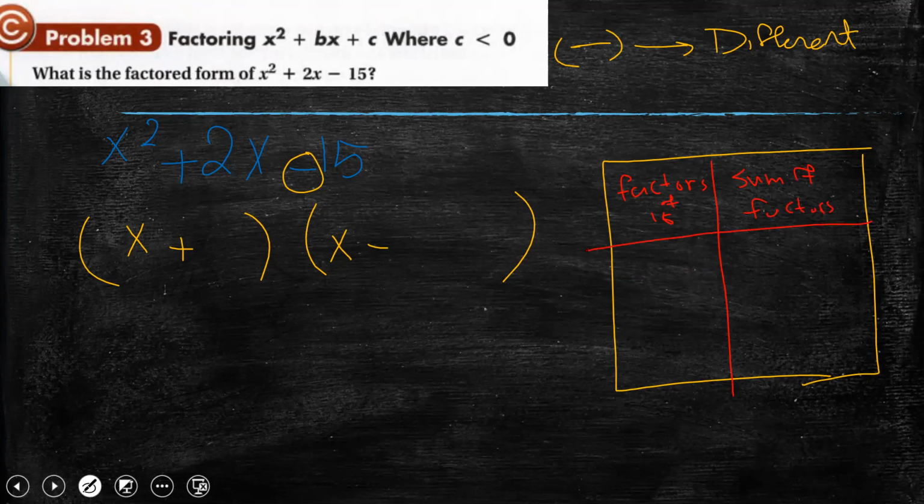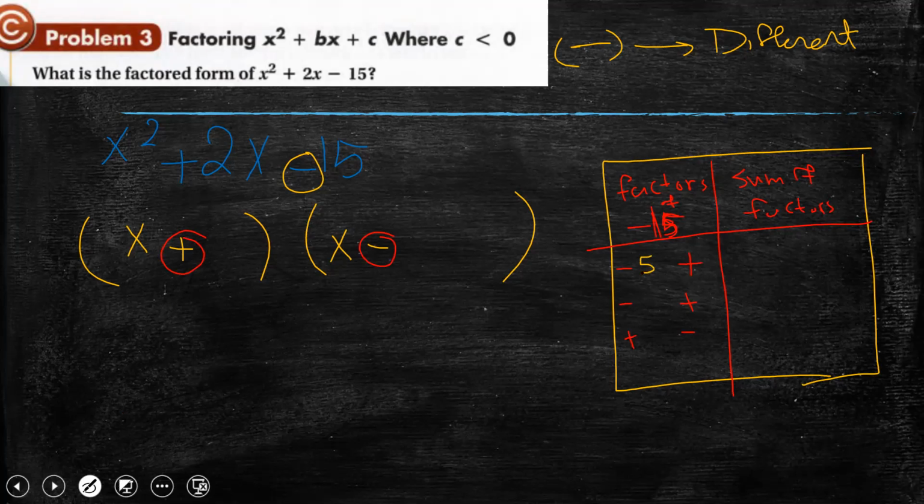Now, I want to write the factors of negative 15. Since we have positive and negative, one must be negative and the second must be positive: negative, positive, or positive, negative. Because if I multiply them, I must get negative 15. What are the pairs of factors that, if you multiply them, you get negative 15?